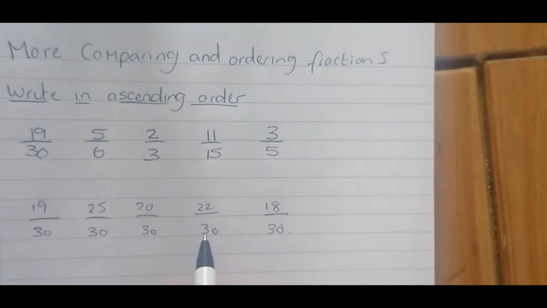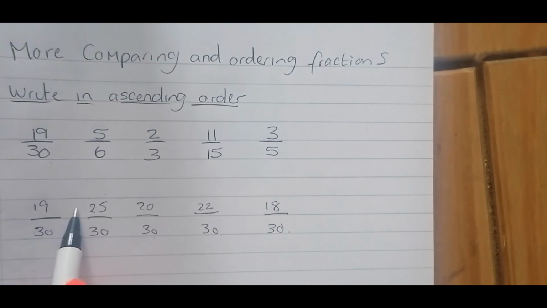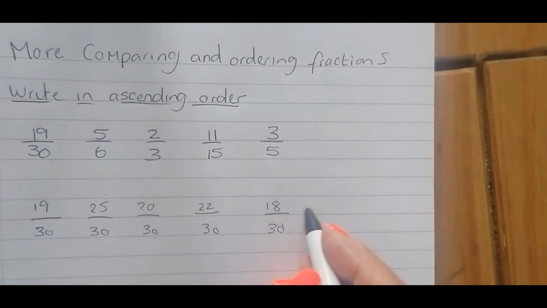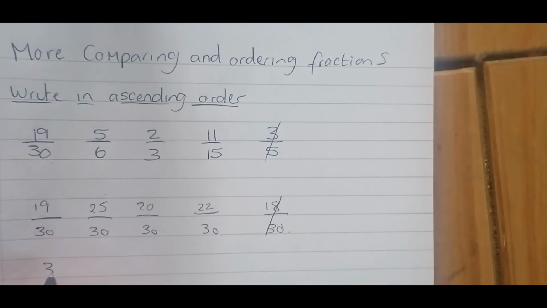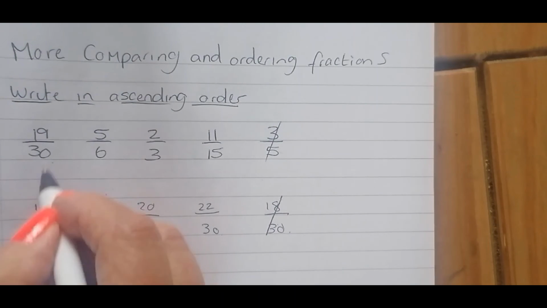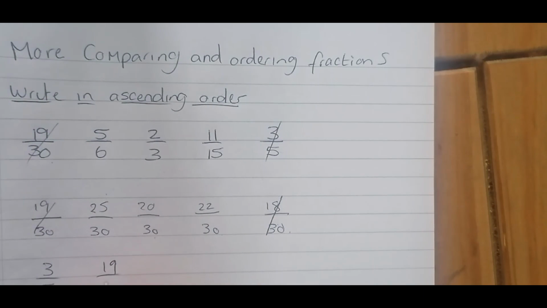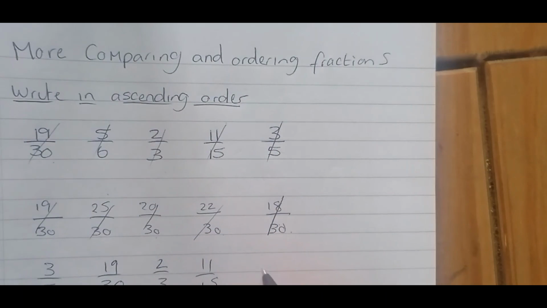And now, because they're all over 30, I can see which is the smallest. Just look at the numerators. So 18/30 is the smallest, so write it as it appeared in the question. So then we've got 19/30, next smallest, because I write them in order ascending, and then you've got 2/3, 11/15, and finally 5/6. So that is order ascending.